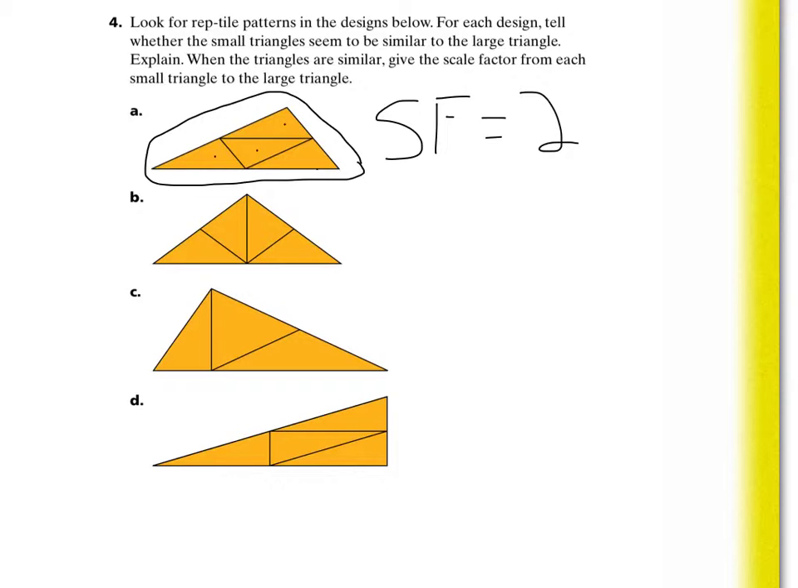Okay, for 4B, it looks like this is the big shape, and this shape here and this shape here look like the big shape, but this shape and this shape does not. So since it's just these 2 triangles, the scale factor is going to equal 1/2.